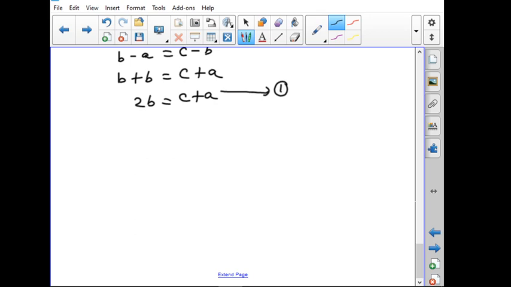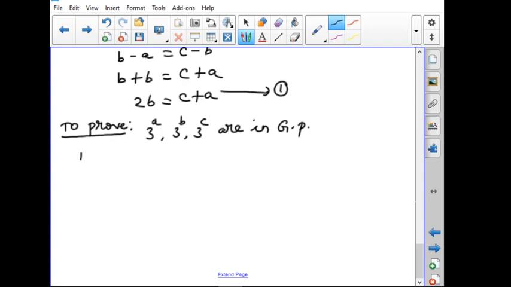Next they ask to prove 3 power A, 3 power B, 3 power C are in GP. The given condition is A, B, C are in AP, but they also ask to prove 3 power A, 3 power B, 3 power C are in GP. So here also we are going to assume the terms. We know the terms. Here the same thing.